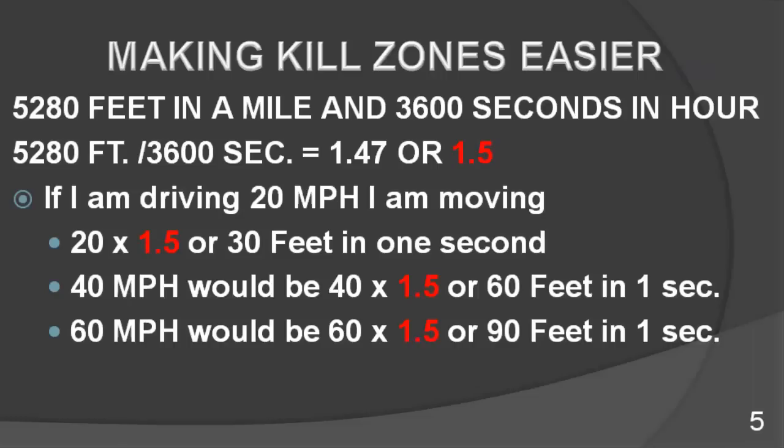Making kill zones easier to understand, this is going to require some math. We need to convert miles per hour to feet per second, and here's how it is done. There are 5,280 feet in a mile and 3,600 seconds in an hour. To convert miles per hour to feet per second, we divide 5,280 feet by 3,600 seconds, which will be 1.47. The laws of math allow me to round the 1.47 to 1.5. So for every mile per hour you travel, you move 1.47 or 1.5 feet.